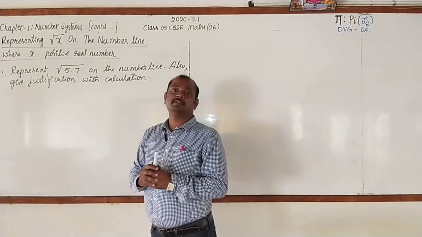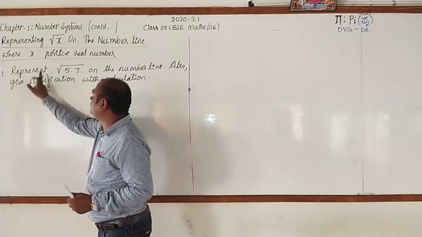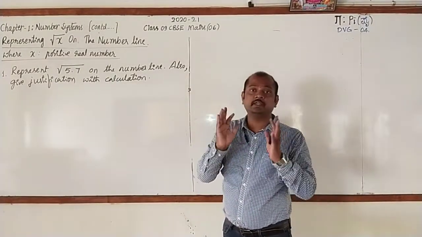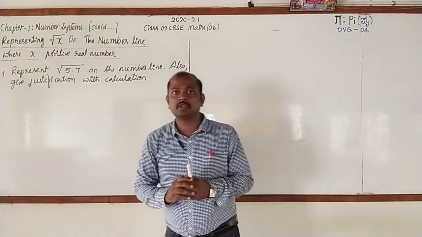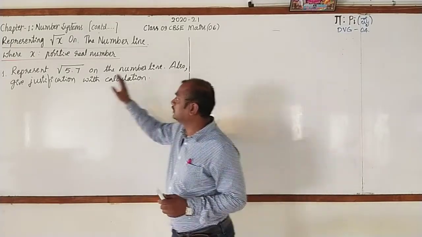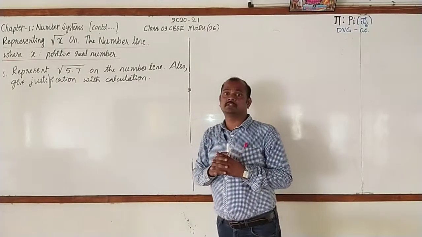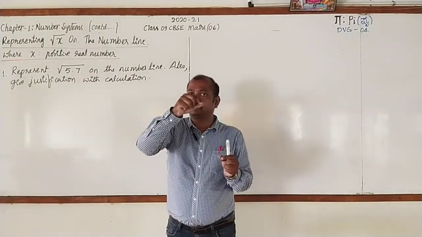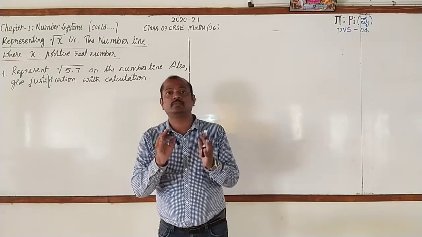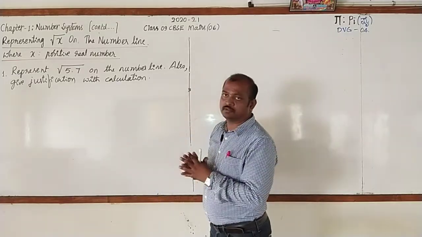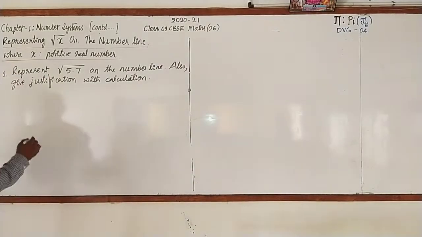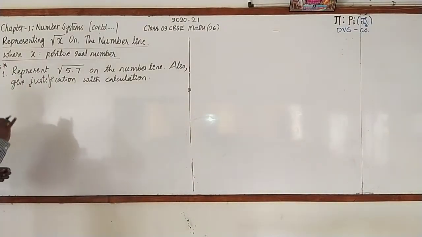And the question will be asked in the examination like this. Represent square root of 5.7 on the number line geometrically. Geometrically means you are going to use geometrical instruments. Next, also give justification with calculation. That is, after locating that point, how that point represents square root of 5.7 should be explained with the calculation. Okay, now let us go for learning. It is a very important concept from the examination point of view. I am going to put a star mark for this.